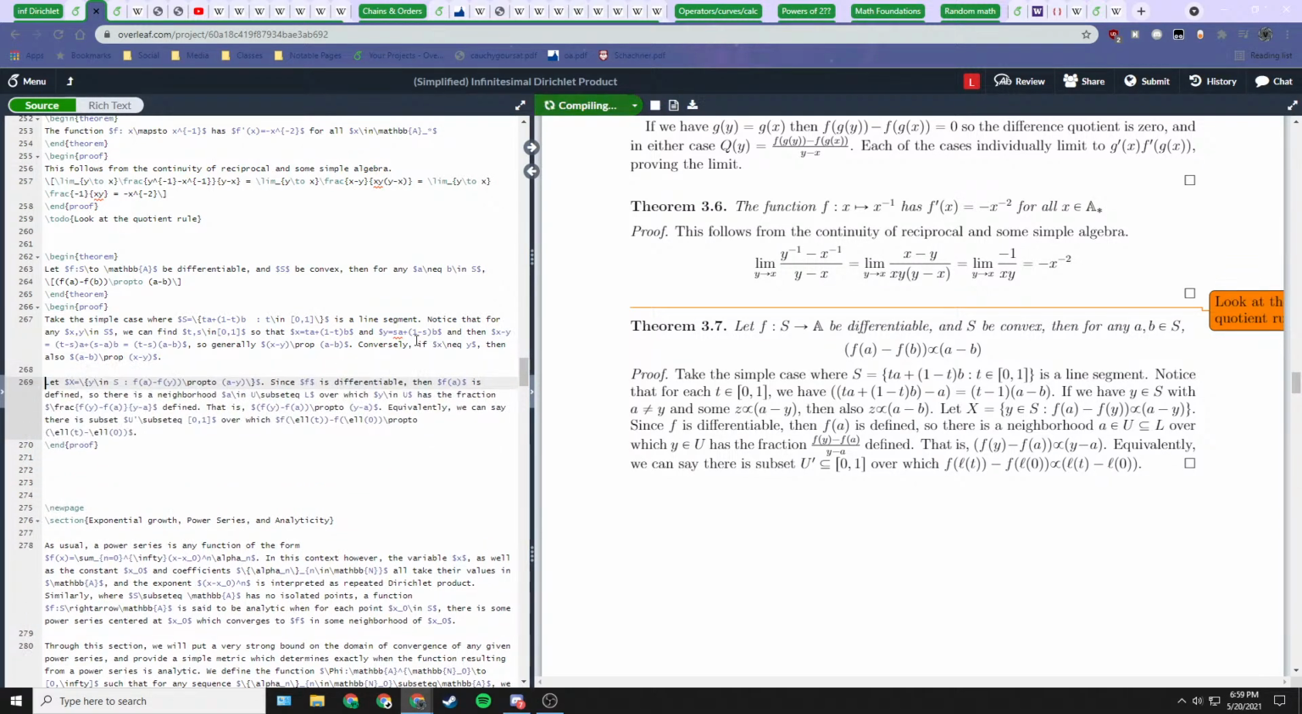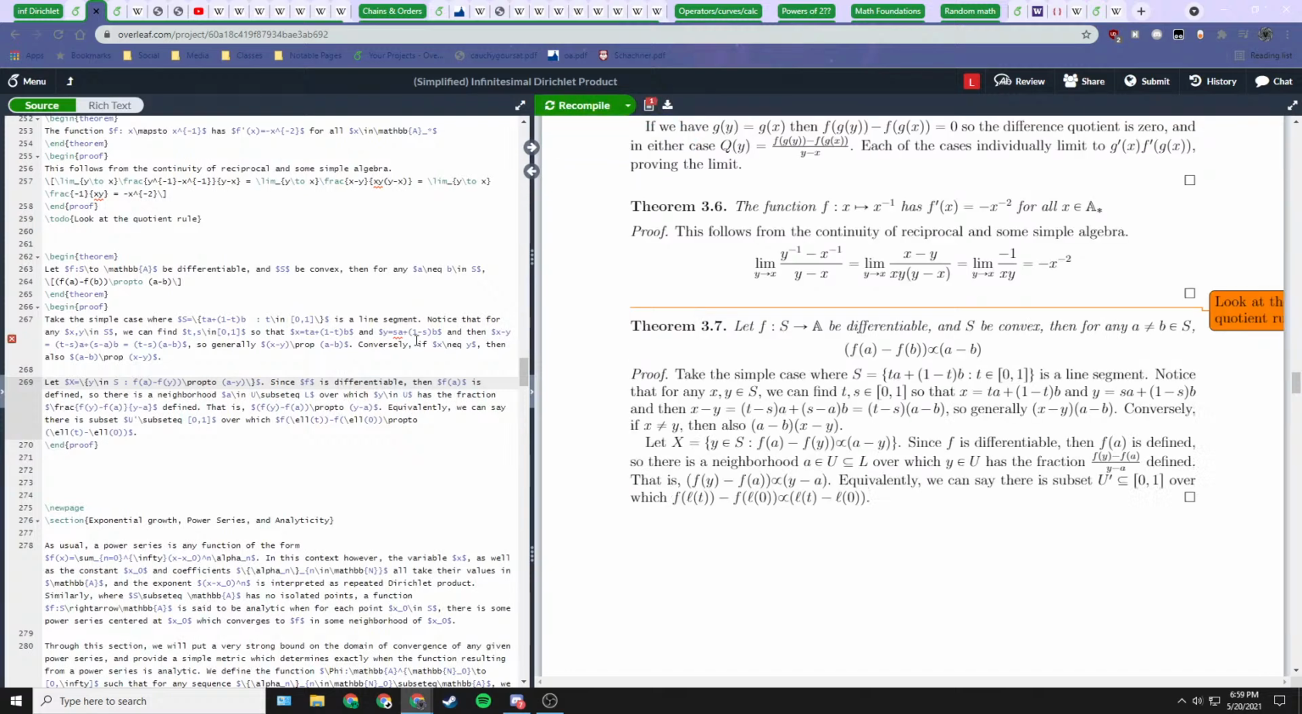So we can say now, let X be this set, the set of y in S such that f of a minus f of y is proportional to, where'd we go? Okay, that's it. I did it twice. That's funny.